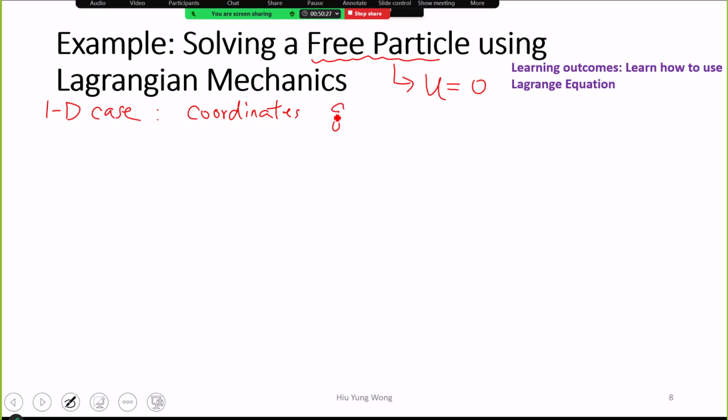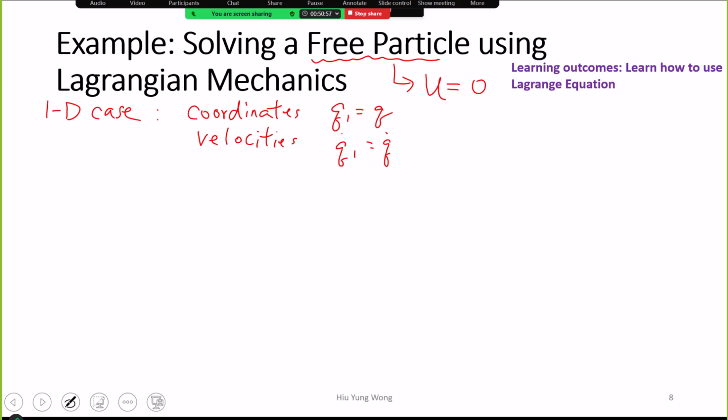What are the coordinates that we have if this is a 1D case? We basically just have q1 equal to q. I only have 1 coordinate. And the velocity, I also only have 1, which is q1 dot equals q dot. Instead of keeping the subscript 1, to save time, I just remove it. So now I only have q and q dot.